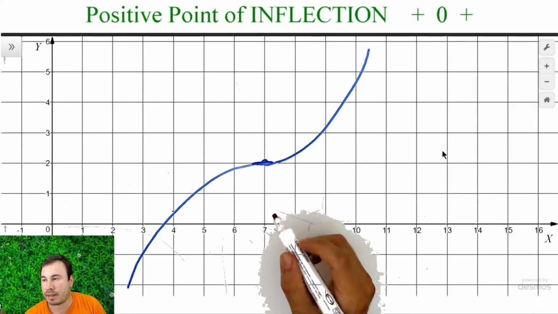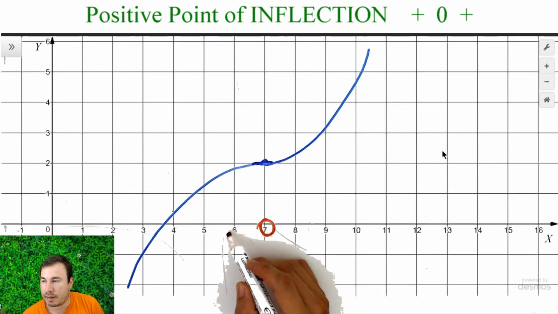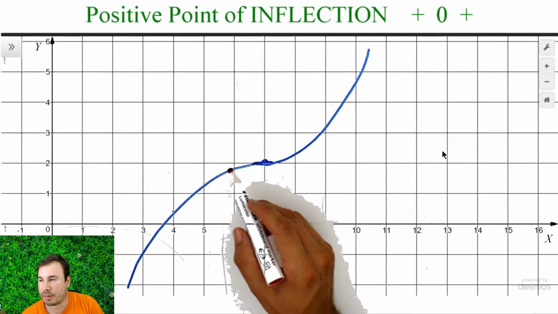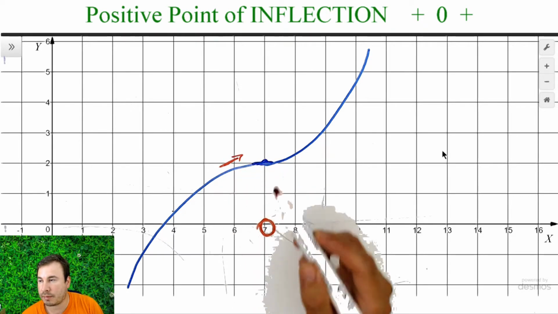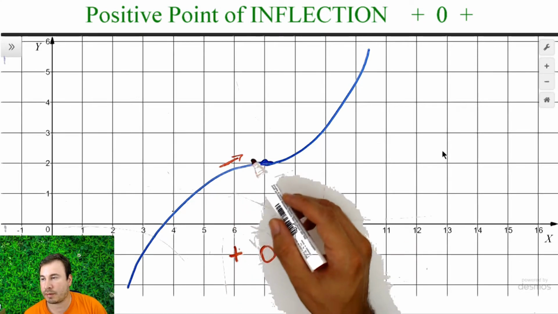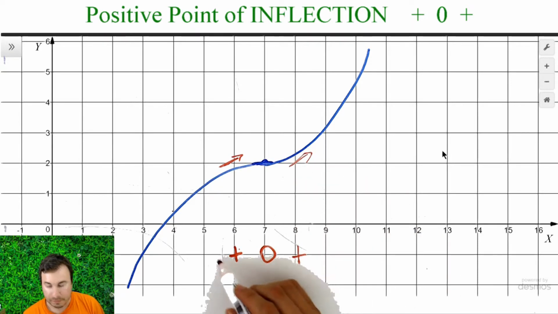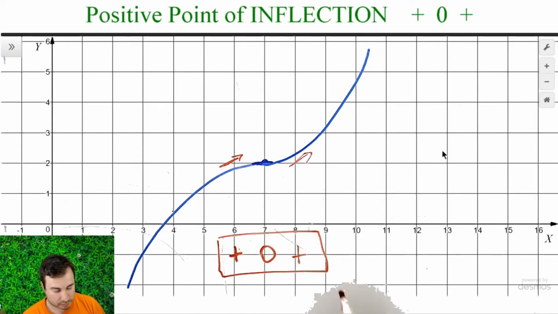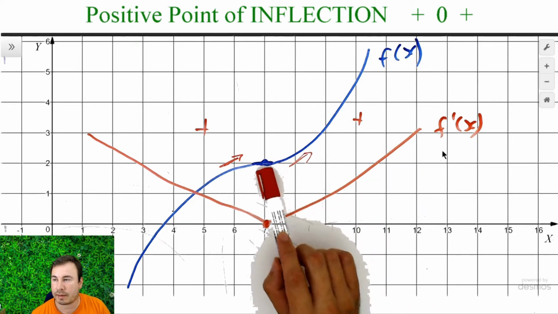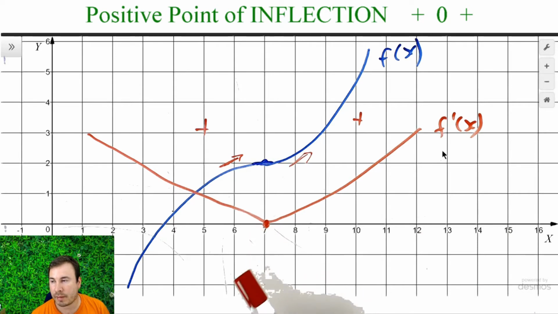The stationary point is at 7, so we know that the derivative is going to be 0. Take a step back at 6. What is the derivative doing? It is positive. So at 6 it's positive, and then it goes to 0 there. At 8 it's positive again. And this is going to indicate to you that this is a positive point of inflection. So if the function is flat at 7, then that means that the derivative is going to be 0 at 7.